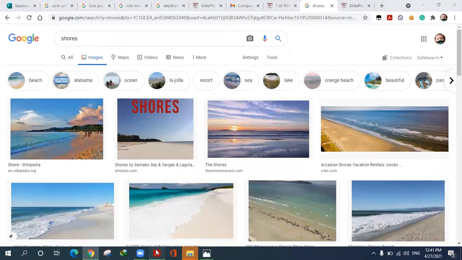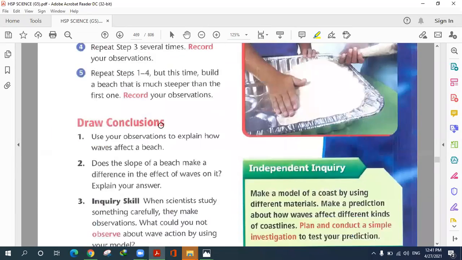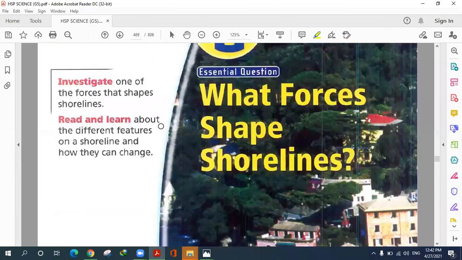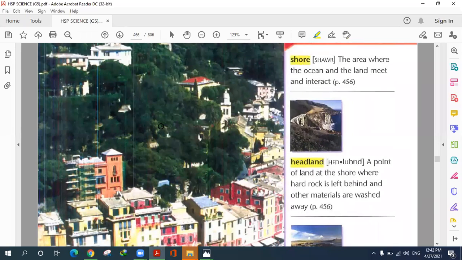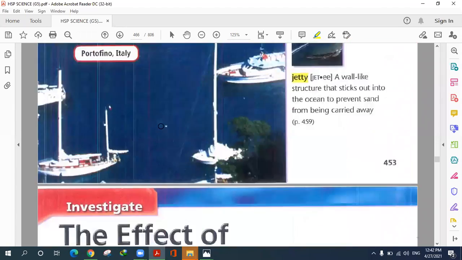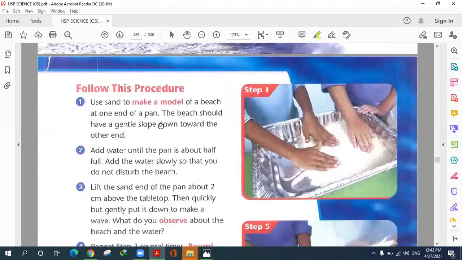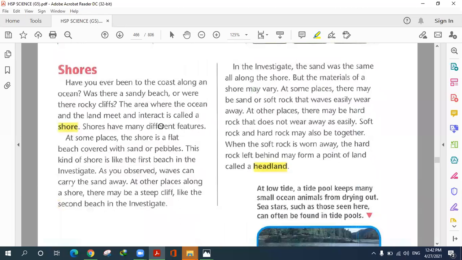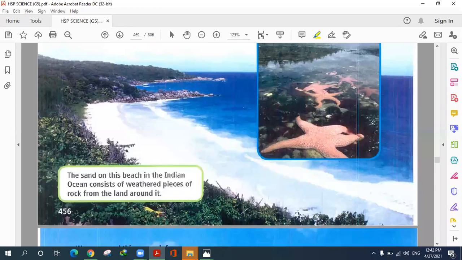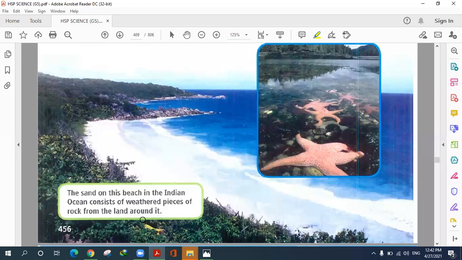Today we're going to talk about lesson 3, talking about shores. It says, what forces shape the shoreline? Why do we have different shorelines, different shapes of beaches? We have different vocabularies to learn about: shore, headland, tidal bowl, jetty. It sounds like really new words, but don't worry, it's going to be so easy. So first, what is a shore? What do we mean by shore? The place that we stand before we get to the ocean, by the ocean.